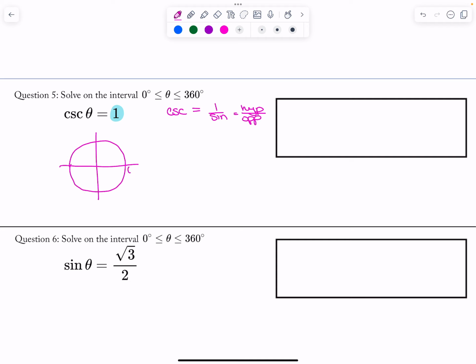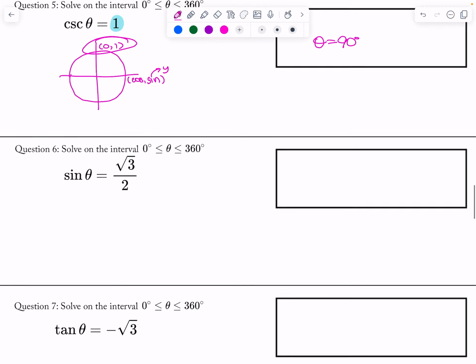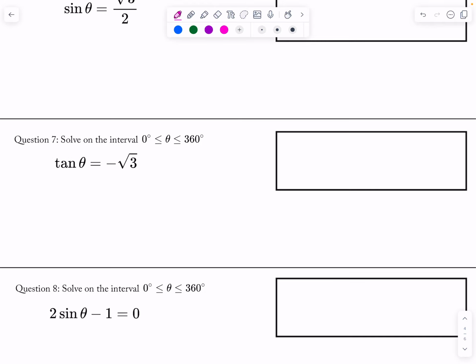So remember that I can write it as cosine comma sine, right? So I'm looking at my y values, and I want my y to be 1, which is up here at 90 degrees. So my theta is actually 90 degrees. It's in that chart that we created in a previous section. Okay, that's 5.